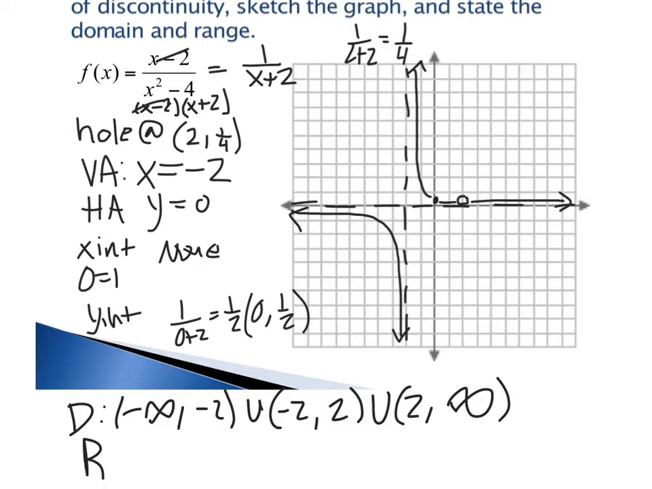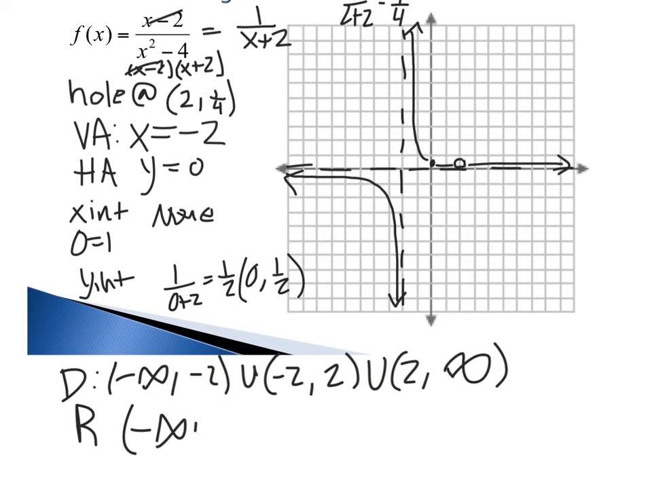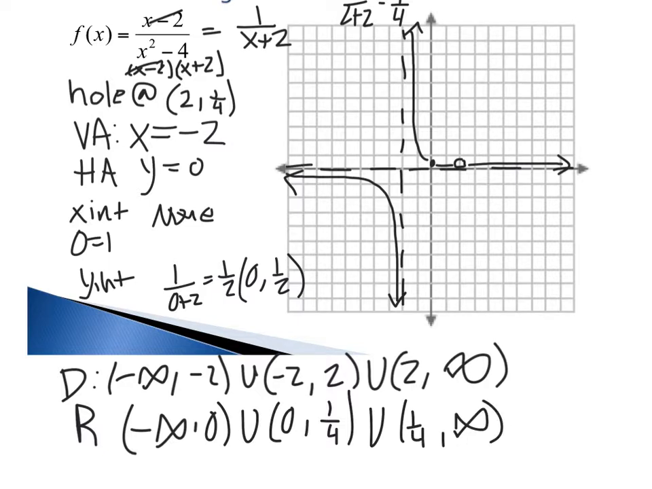Now our range, it goes on forever on the bottom, so it's going to be negative infinity all the way up to our asymptote, which is at 0. Then it starts back up at 0 and hits the hole again, which is at 1/4. And then it goes from 1/4 to positive infinity. Big thing here, make sure that you pay attention to the hole. Some people forget to put that into their domain and range.